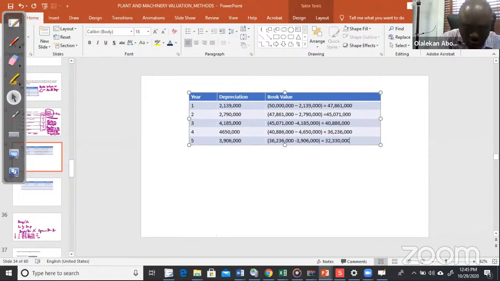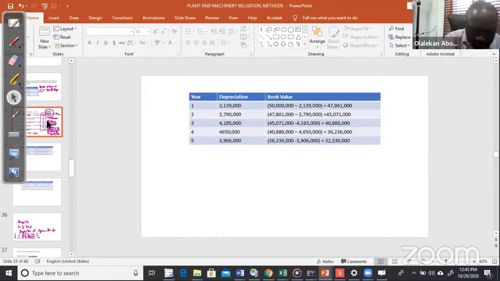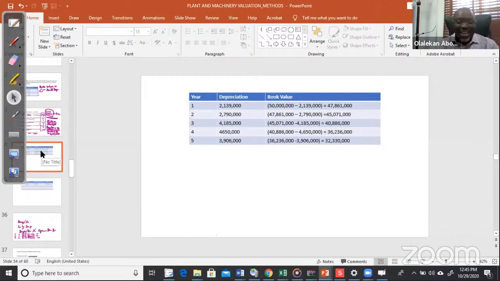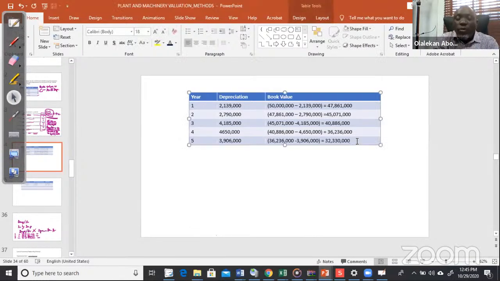So let's go to that figure now. What do you have here? 32,330,000. So you can see, amazing. When you prepare this table, your final figure here actually gives you the book value at the end of each year. Each of them is giving you book value at the end of each respective year.